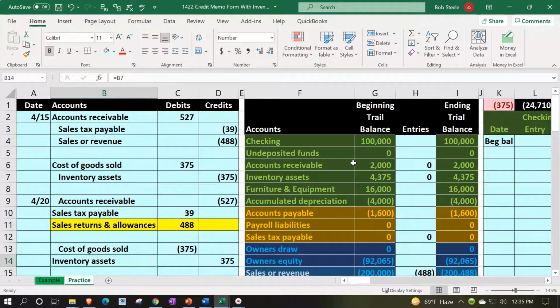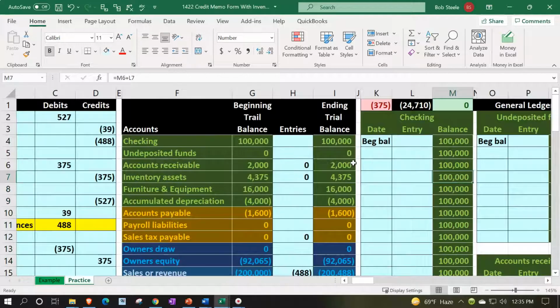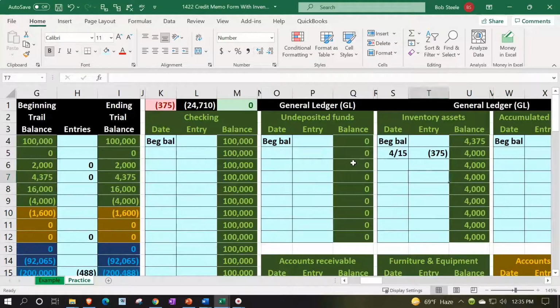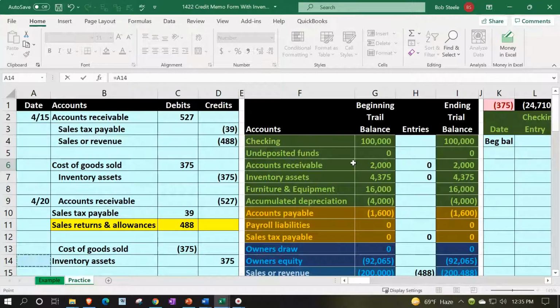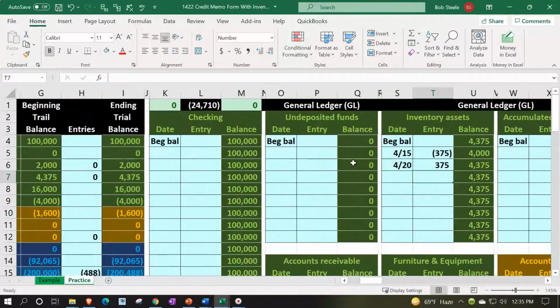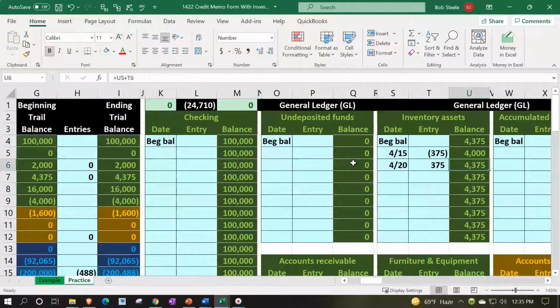The inventory then is going to be our fourth asset account. Scrolling on over to the inventory on 4/20 equals left to the wall, picking up the inventory at that 375 and enter. So the inventory has been reversed.